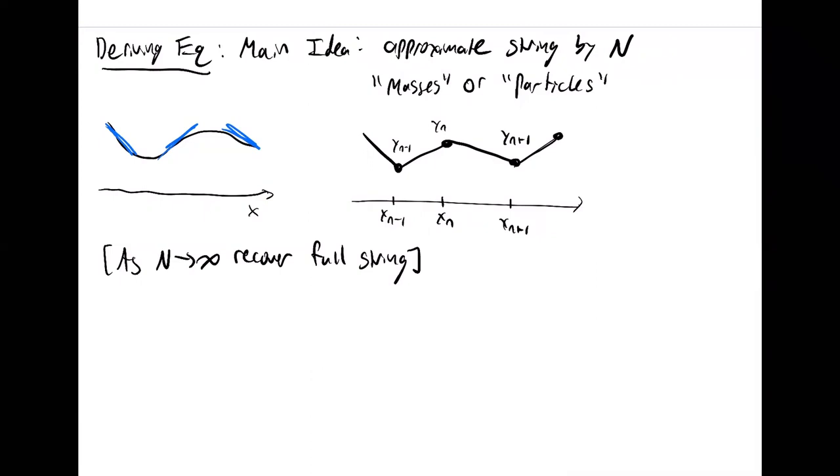So how are we going to do this a little bit more precisely? Well, we're going to choose our points x_n so that they're separated by distance h. I didn't draw this exactly to scale, but I'm going to assume that these are separated by distance h, where h is going to equal 1 over n. And so as n goes to infinity, you get more particles that are closer together, and again, you recover this continuous string from this discrete picture.